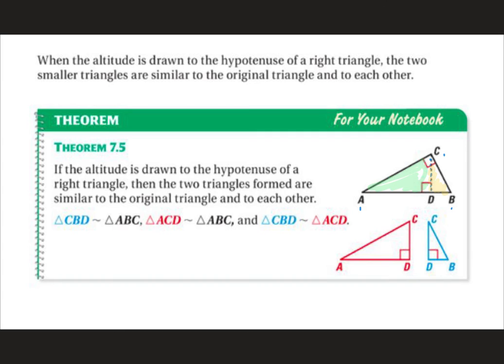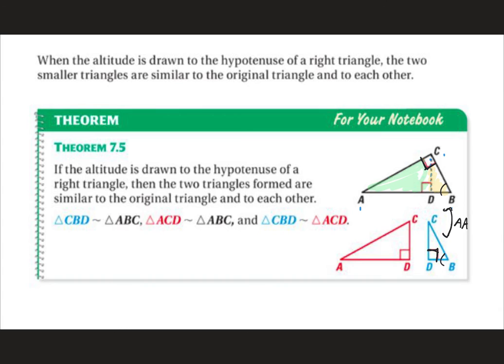And we can prove this because in the smaller triangle, we have angle B, and in the original triangle, we have angle B. And in the smaller triangle, we have a right angle. In the larger triangle, we have a right angle. So we can prove that these 2 triangles are similar by angle.